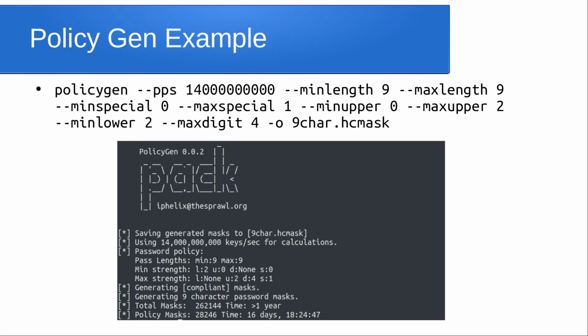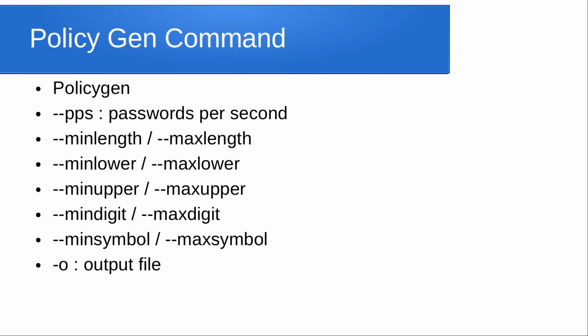This was the example I was going for, so I've actually specified a maximum number of special characters being 1, the maximum number of uppercase letters being 2, and the maximum number of digits as being 4. And that is the syntax of the command. All of the arguments there are optional, but you can specify the passwords per second based on your system, the minimum and maximum password lengths, the minimum and maximum number of lowercase letters, the minimum and maximum number of uppercase letters, the minimum and maximum number of digits, the minimum and maximum number of symbols, and -o is the output file. I have found PolicyGen an exceptionally useful tool in being able to find non-compliant passwords in the corporate environment. And while there is the possibility of missing some passwords, sometimes you just have to go for the most realistic and fastest to find first.